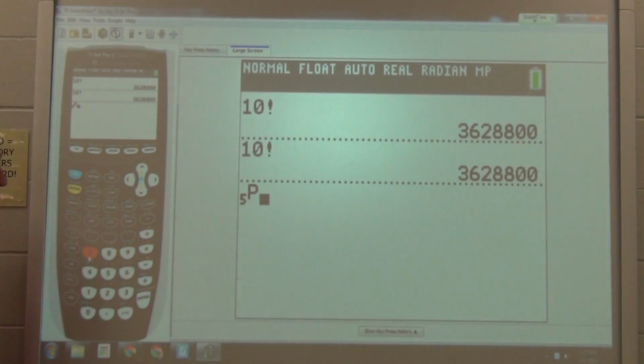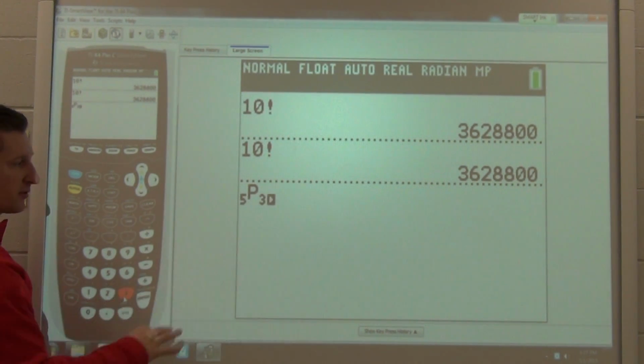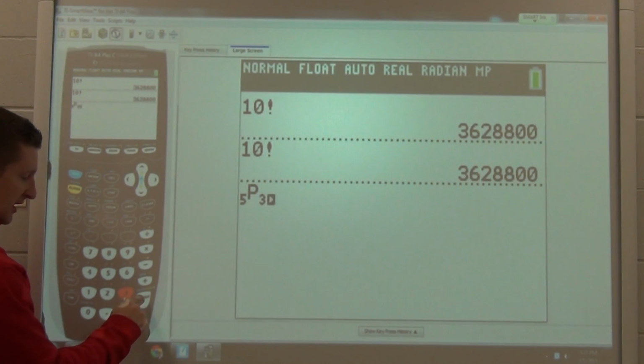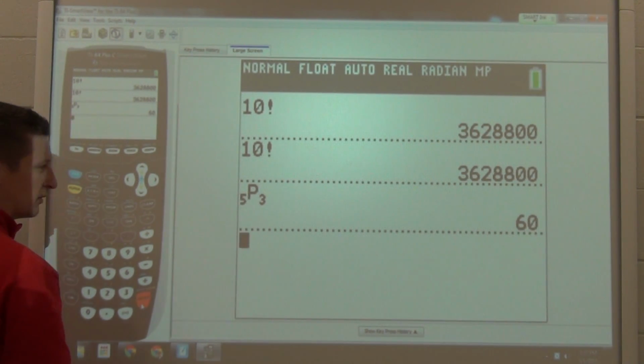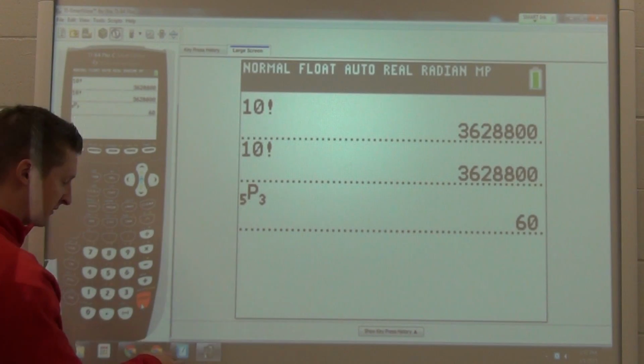I then fill in the r. Well, I wanted 3 of those objects, so I type in 3. So 5P3, I've got 5 objects and I'm going to put 3 of them in order. How many different ways can that be done? 60. Now, does that match up with what we might think? I don't know. Let's find out.